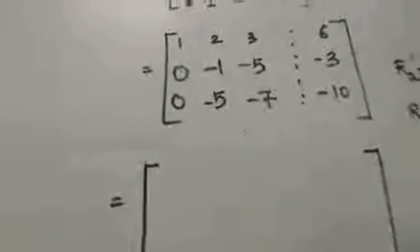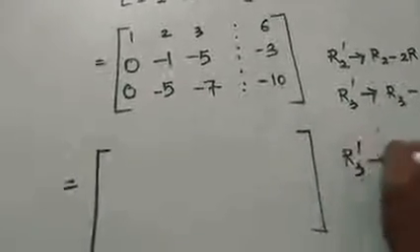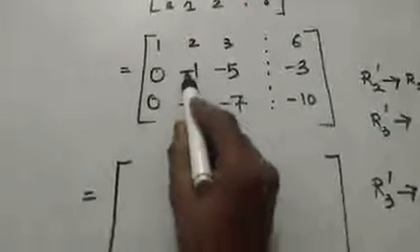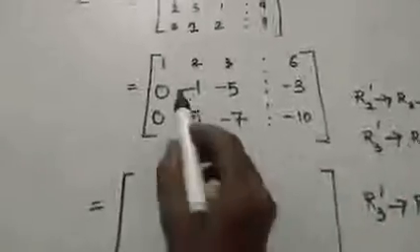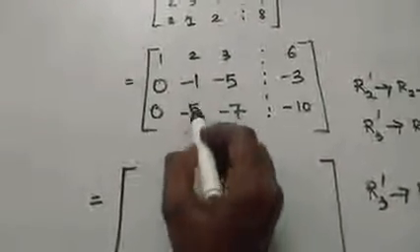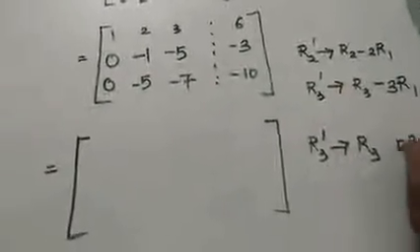So now see, we have to make this minus 5 as 0. So we have to do the operation on R3. So let us write R3. So what is here? Minus 5. What is here? Minus 1. So we have to take the help of R2. So first of all, we have to make this 1 as 5 because we have to make it 0. So we multiply by 5.